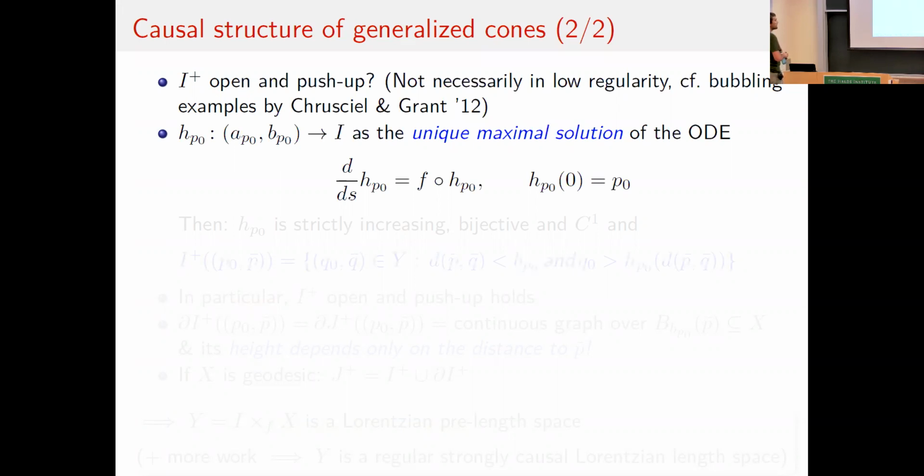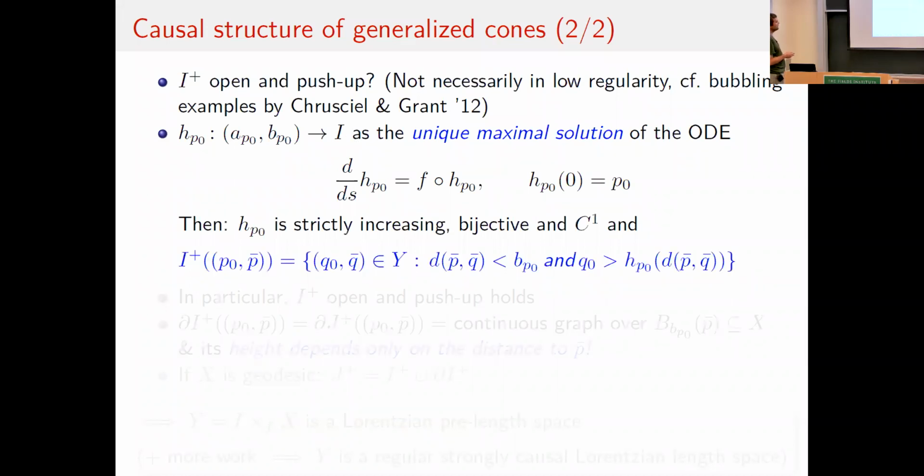So given P0, you study the ODE: the derivative of H is F composed with H, with this initial condition. F is just continuous, so you cannot use the usual solution theory, but it's a one-dimensional ODE with continuous positive right-hand side. So you actually have a unique maximal solution. This is this H. Then the solution is strictly increasing, bijective and C1.